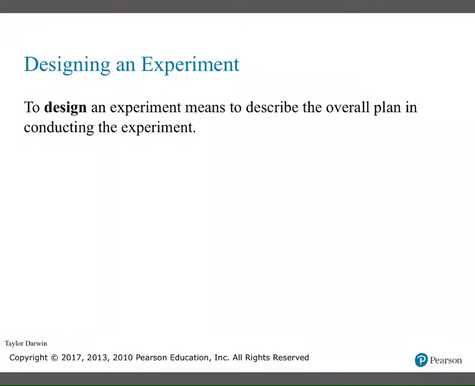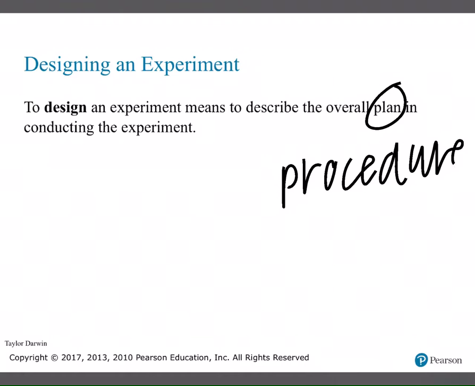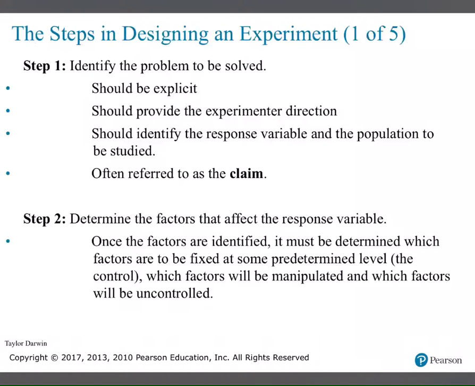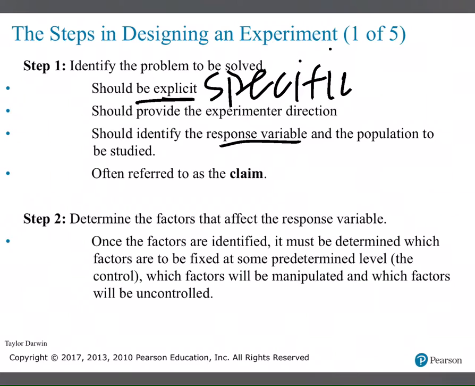Okay, so to design an experiment means to describe the overall plan or procedure in conducting the experiment. There are a couple steps when we design an experiment. It should be explicit, aka specific, and provide direction. We need the response variable, and we also need the claim. What do you think will happen?